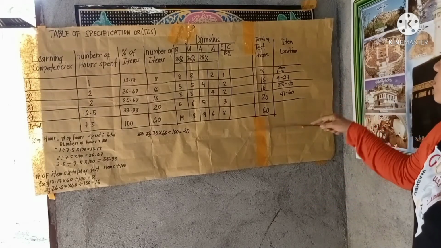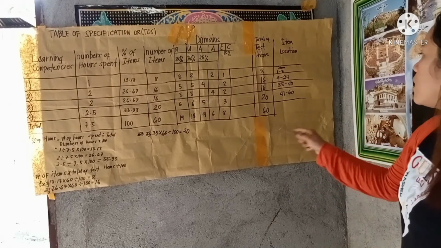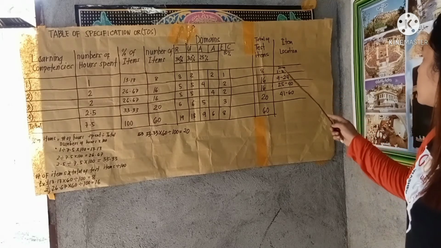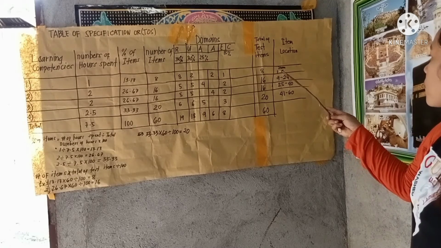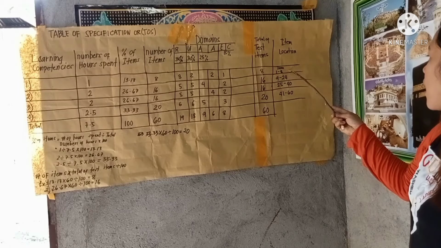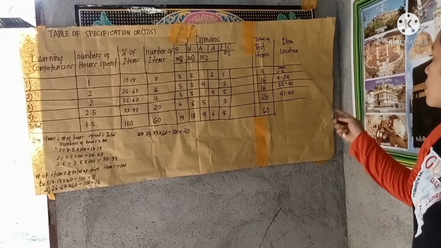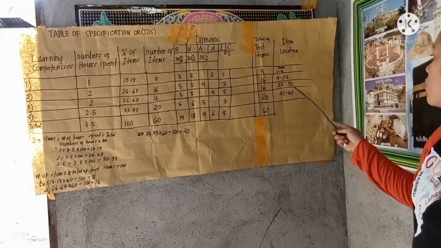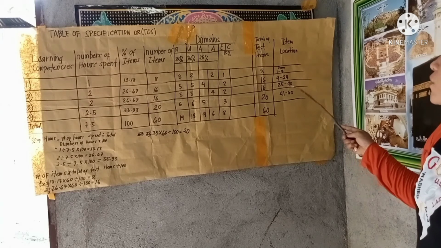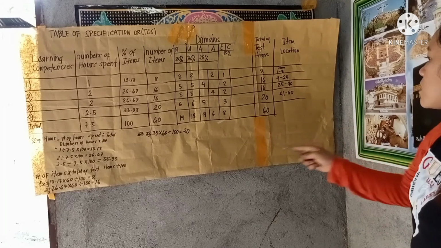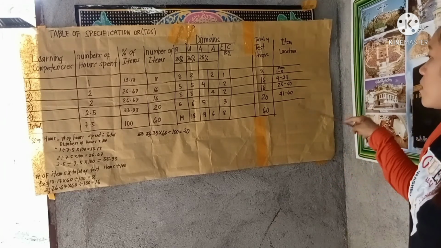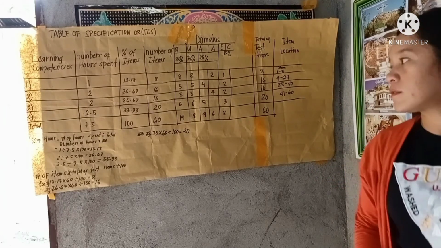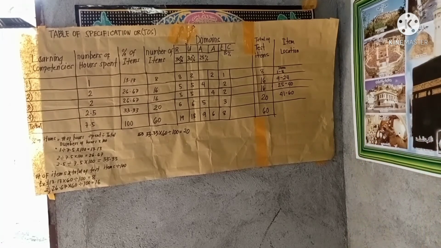So, item location. That is the total. Item location: 1 to 8 test items, then 9 to 24, 25 to 40, 41 to 60. Since it is 60, the result is also 60. So, that is my example of a table of specifications.